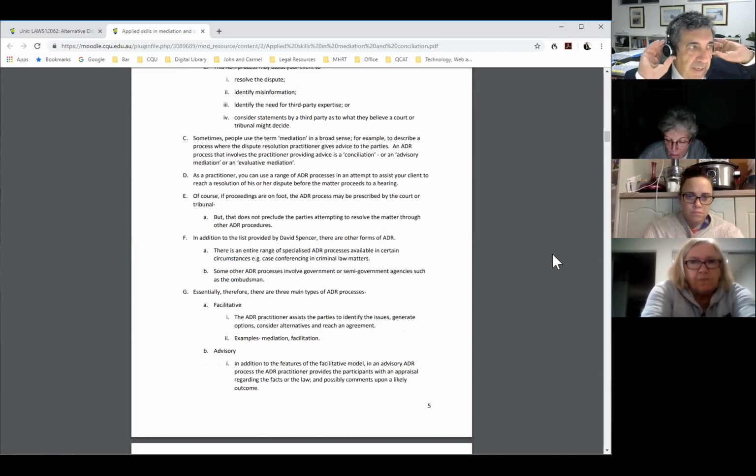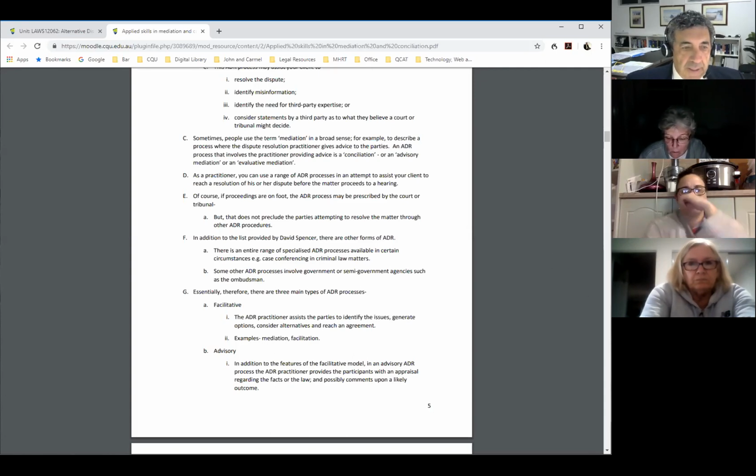Sometimes, and this is C, people use the term mediation in a broad sense. That is to describe a process where the dispute resolution practitioner provides advice, which is really bordering on, if not, conciliation, and it can be an advisory mediation or an evaluative mediation. Sorry to stumble.